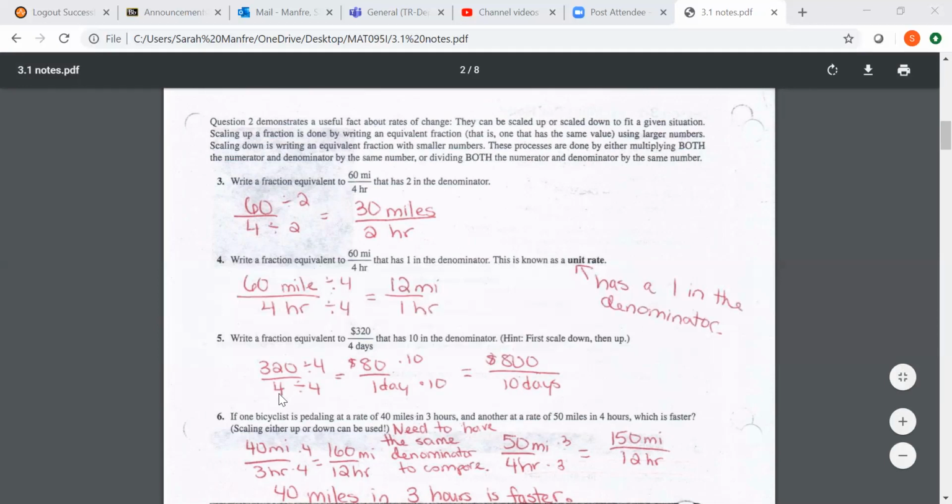I'm first going to turn $320 per 4 days into a unit rate, meaning I want to get a 1 in the denominator. So I'm going to divide both by 4, which gave me $80 per 1 day. Now, once I have a 1 in the denominator, I can really turn it into any number I want. So I'm going to multiply both by 10, which gave me $800 per 10 days.